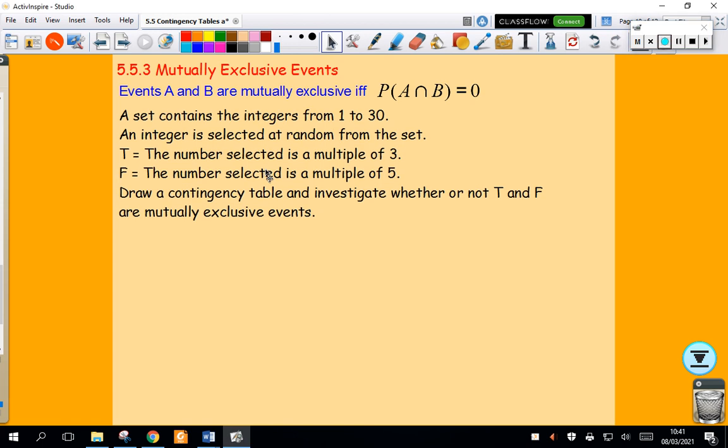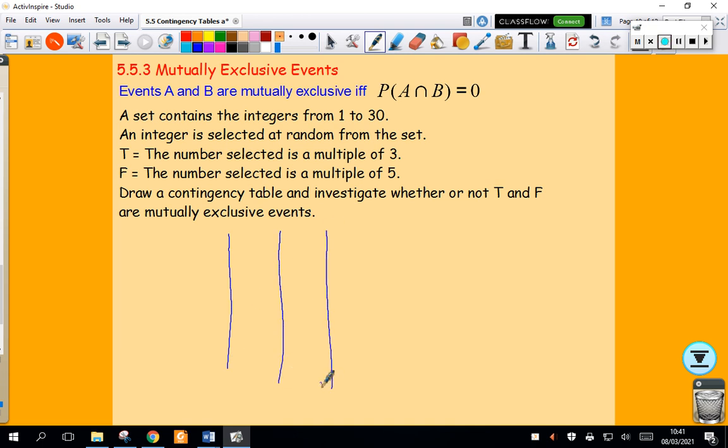It says a set contains the integers from 1 to 30. An integer is selected at random from the set. I define two events. Event T is the number selected is a multiple of 3. Event F is the number selected is a multiple of 5. I want to draw a contingency table and investigate whether or not T and F are mutually exclusive events. So let's have a look.